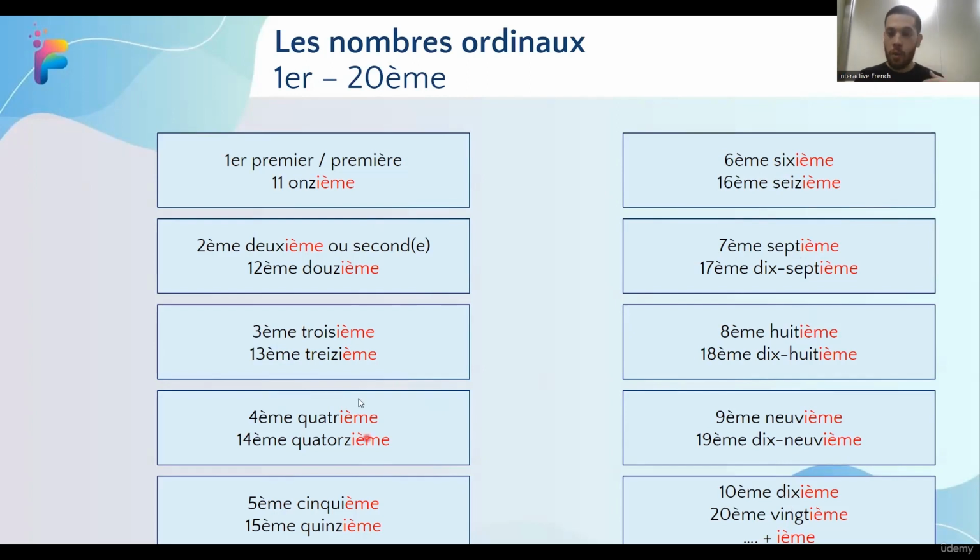And then same goes for the numbers after 10. Onzième, douzième, treizième, quatorzième, quinzième, seizième, dix-septième, dix-huitième, dix-neuvième, vingtième, and so on and so forth. So that's how you do it. The only unique ones are premier, première, and then you have second, seconde, but that's pretty similar to English. And remember, you can say second or deuxième. So they all follow this rule, number plus ième.